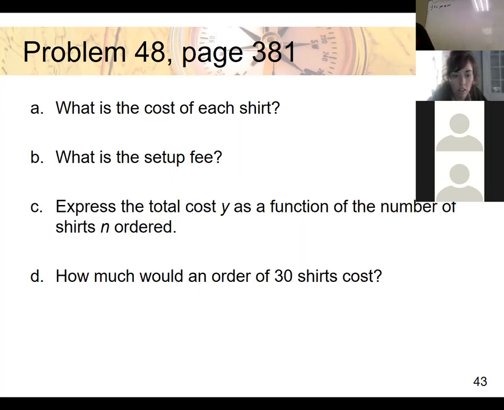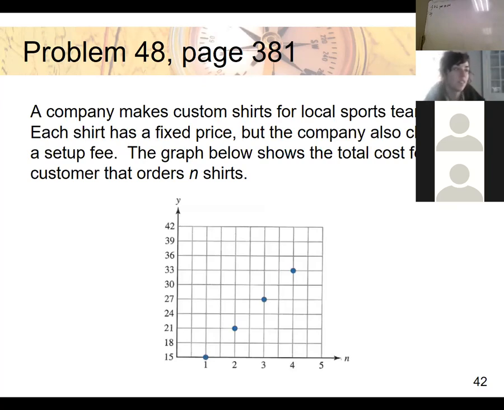Now what is the setup fee? Well, we know the cost of a shirt is $6. And for one shirt, it was 15. So if I subtract 15 minus 6, that's going to be $9. That would be the setup fee.